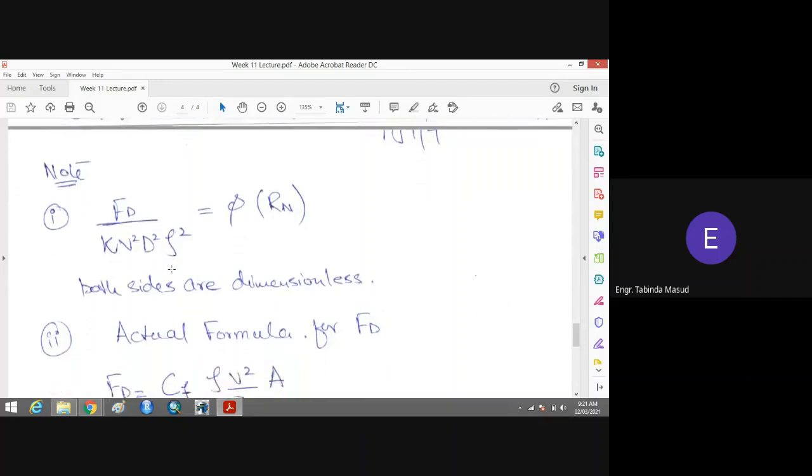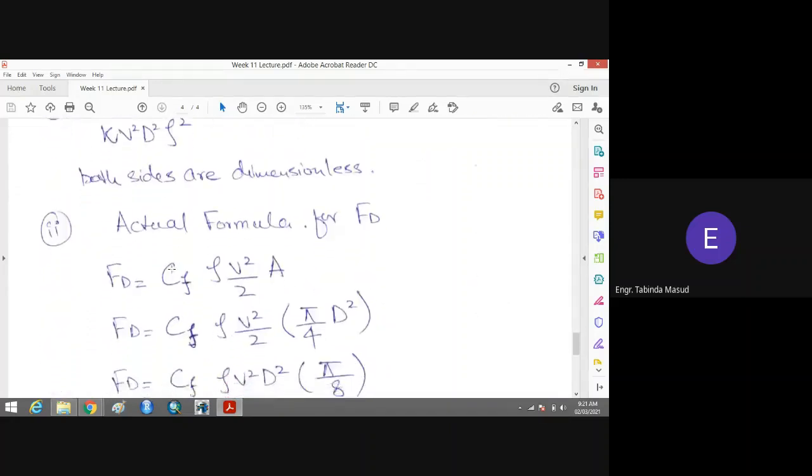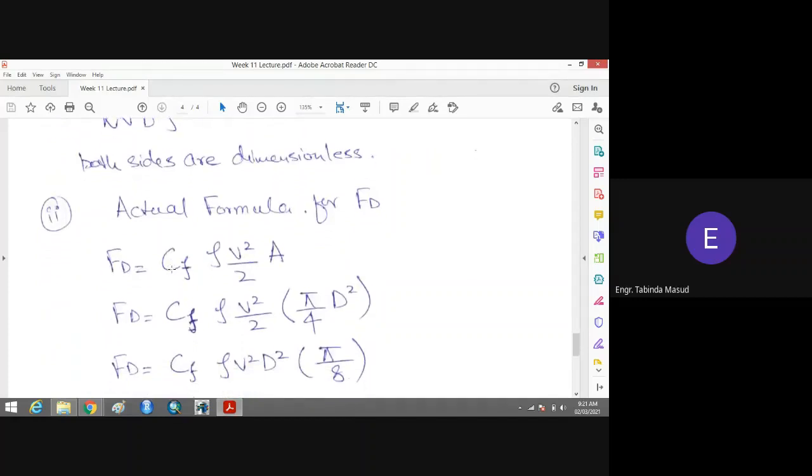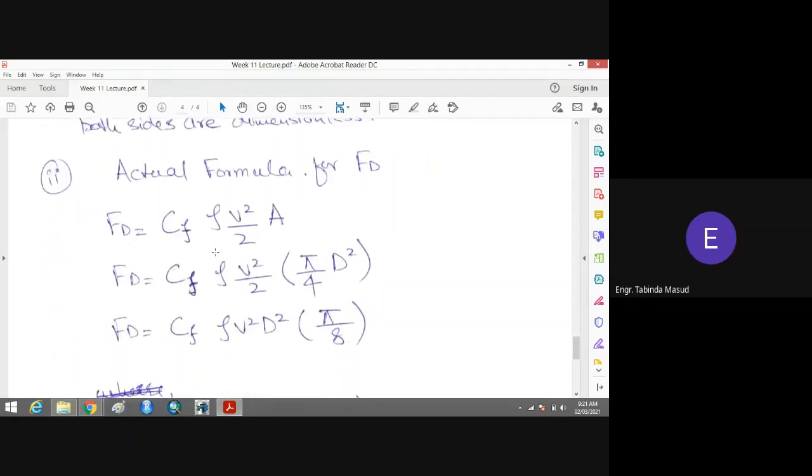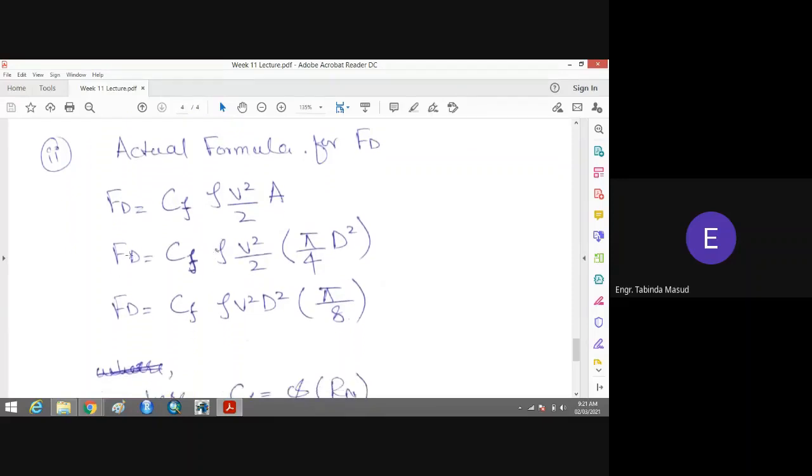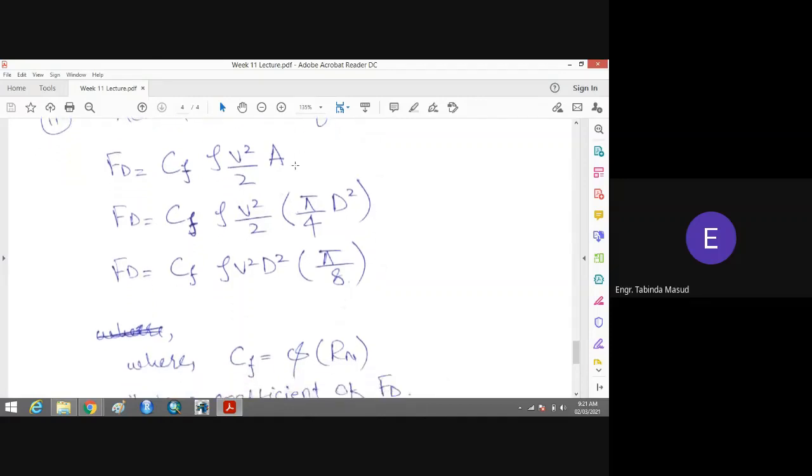Okay, now look at the actual formula for the drag force, which is in chapter number 10 of the Franzini book. This is the actual formula for a sphere moving through a fluid. Drag force is equal to Cf into rho into V square by 2 into A. Let us simplify it. We know the area of the sphere is equal to pi by 4 into square of D, and you can simplify it further. Take D square out, bring the 2 inside, so it will be pi by 8. Now this is the actual formula.